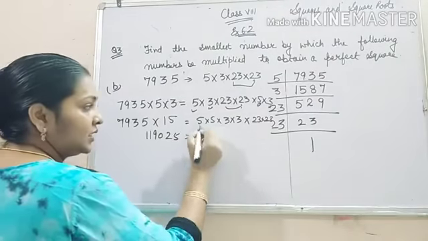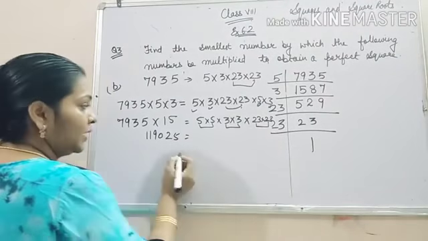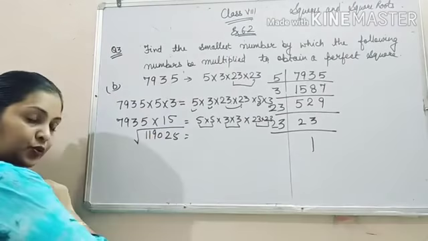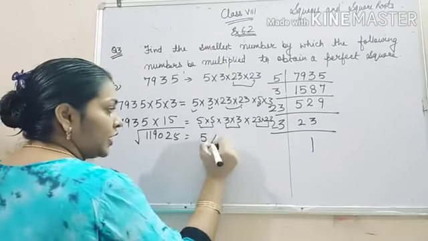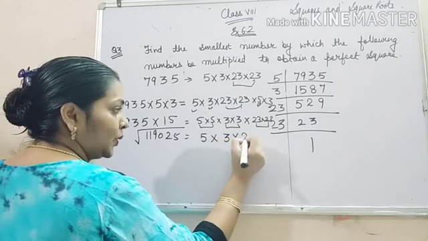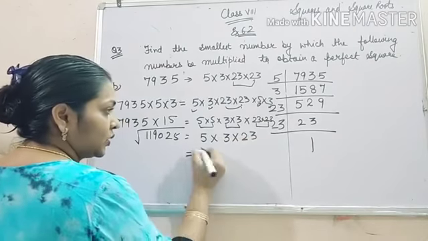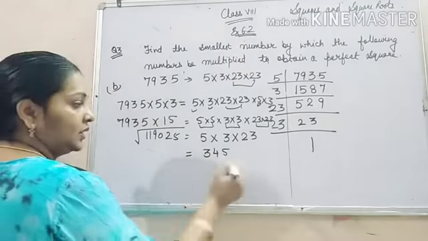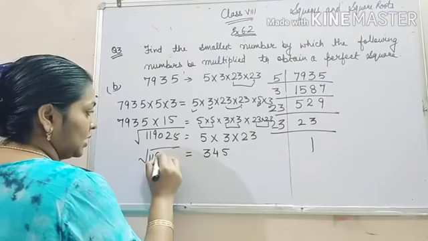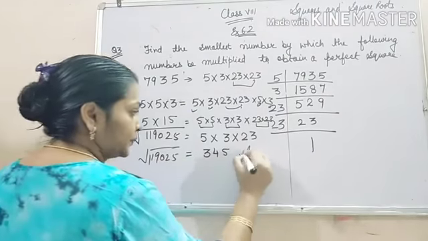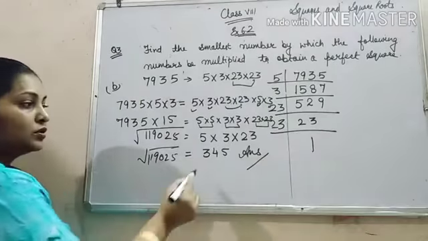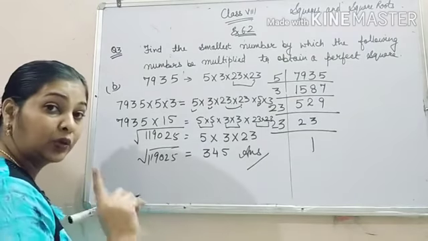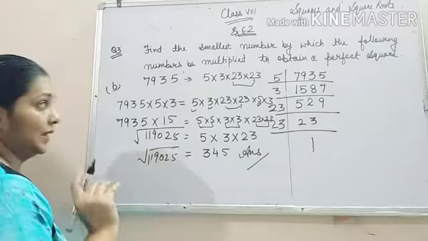It is very easy. These are already given in pairs. So if you have to find the square root, put the sign of square root. It will be 5 into 3 into 23, which is equal to 345. This is our answer. And a few students also put the square root sign over here. That is absolutely wrong. Don't do that.